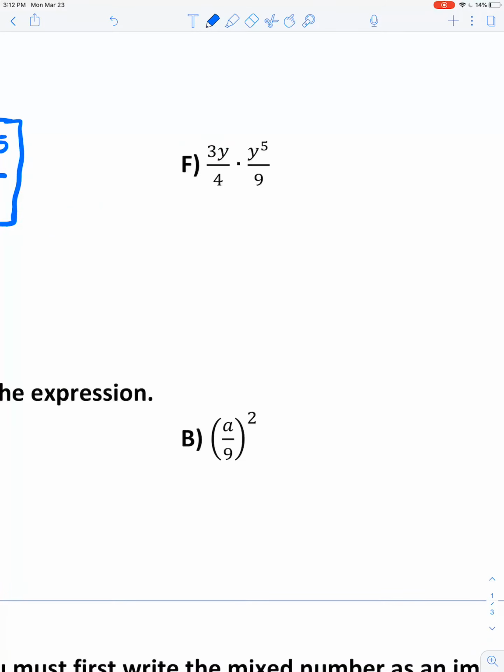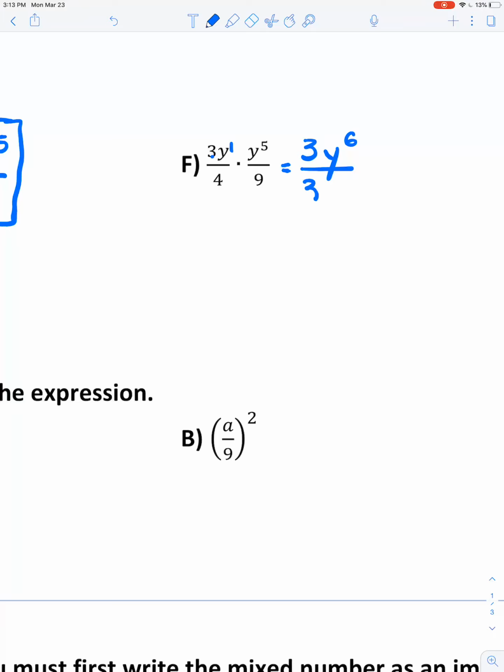All right, for letter F, I see that we've got this 3 out in front, so I know that there's going to be 3 there. But there is no exponent with that first y. In math, we have this hidden number of 1. The exponent there is 1. So it's like y to the 1 times y to the 5th. If you add those exponents, it becomes y to the 6th power.